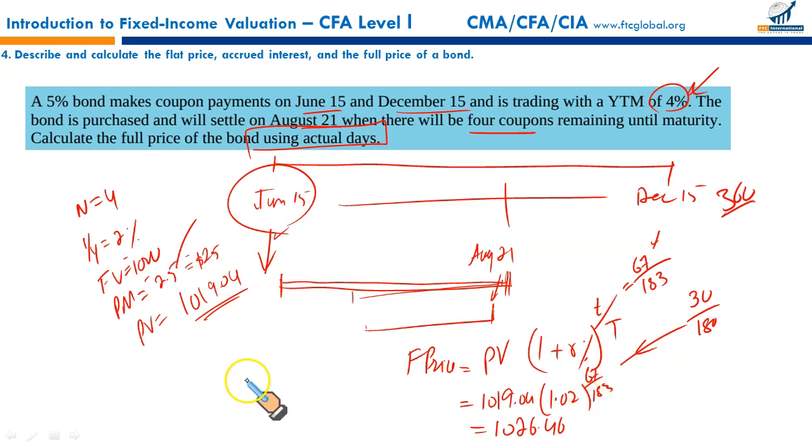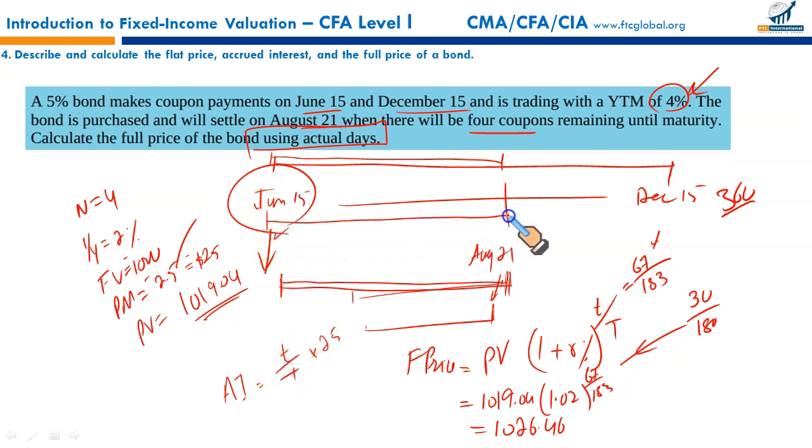Okay, next, accrued interest. Accrued interest is the interest earned between the last coupon date and the date when the bond is sold or bought. Accrued interest can be calculated simply by multiplying the regular coupon payment, 25, by t upon T. This small t is the time between June 15 to August 21, that is 67, and the capital T is June 15 to December 15, that is 183. We multiply this with 25.